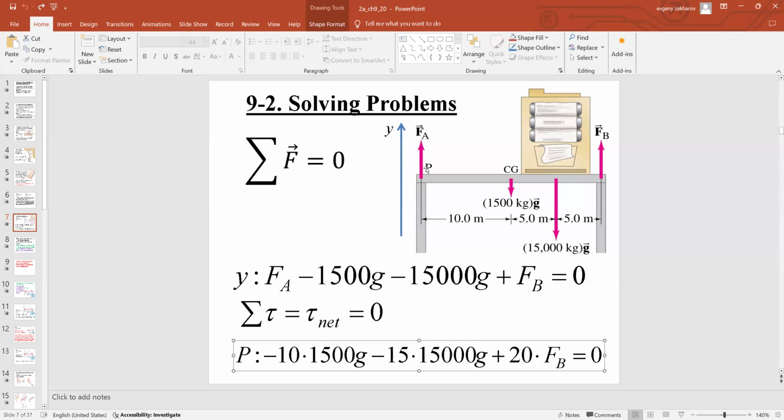Make sure you choose a point that will help you to eliminate one of the unknown forces, making the torque equal 0. That's exactly what happened to force F sub A. If this is the axis of rotation, the line of action crosses the axis of rotation, the minimum distance is 0, the moment arm is 0, and the torque from F sub A is just 0.